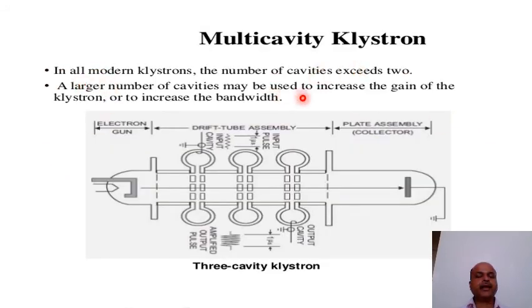Next is the multi-cavity klystron. In modern klystrons, the number of cavities exceeds two. A large number of cavities may be used to increase the gain of the klystron or to increase the bandwidth. This is an example of a multi-cavity klystron, a three-cavity klystron, with a first cavity, second cavity, and third cavity.